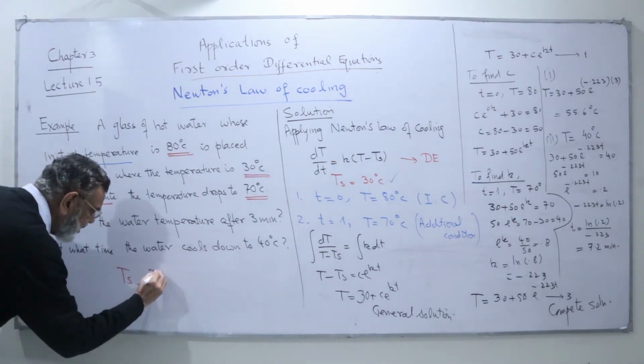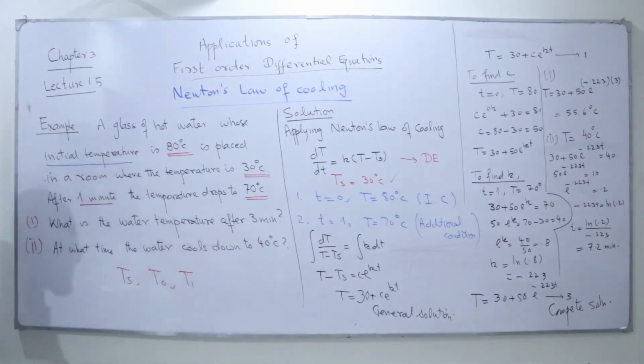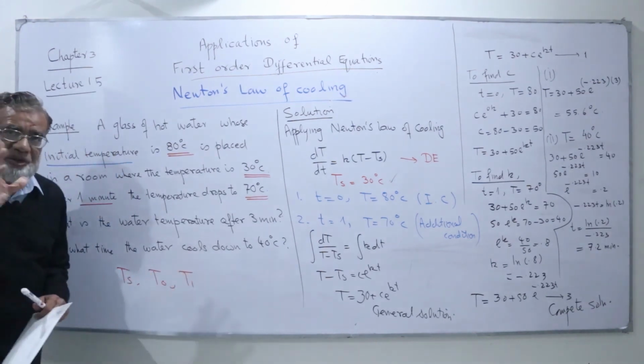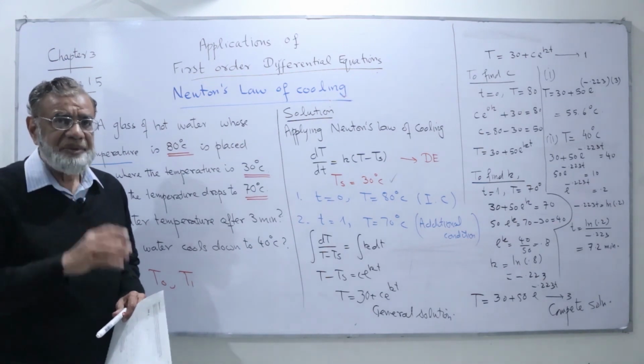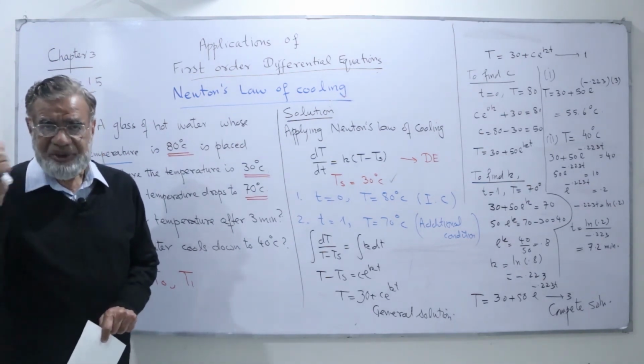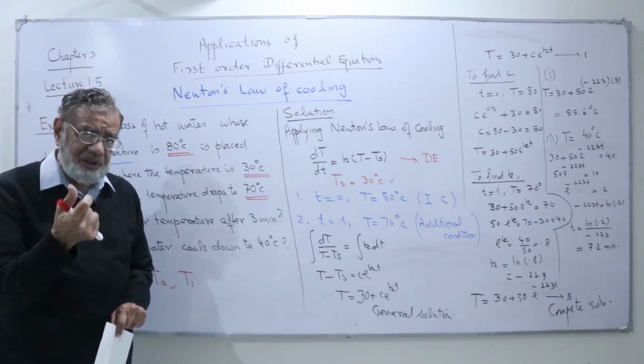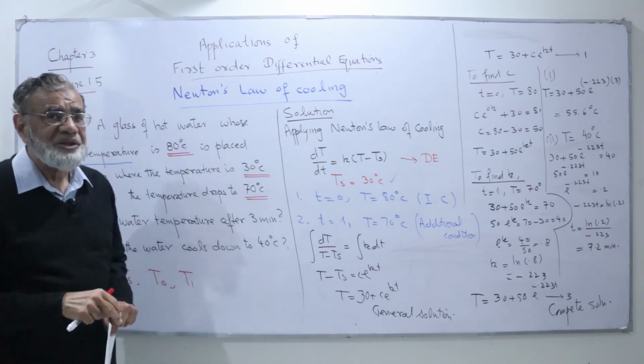We need initial time. We need additional time. So these three T's we need to find. Sometimes it becomes difficult, and the students get confused in finding this, so we must be very careful. What is the surrounding temperature, what is the initial temperature, and what are the additional conditions we get?